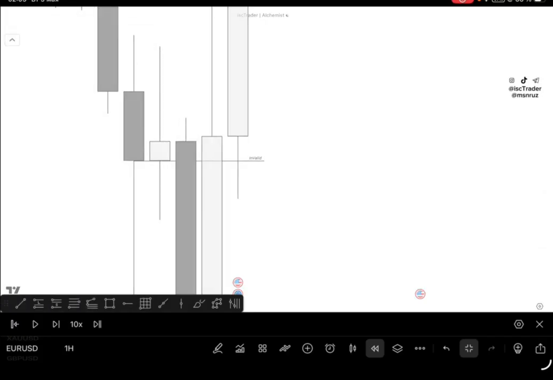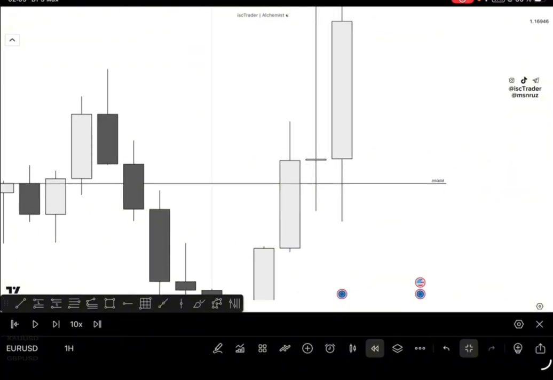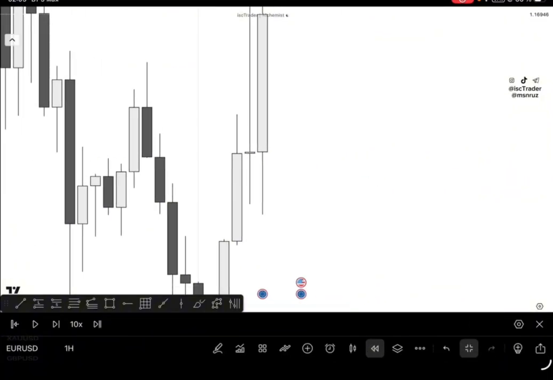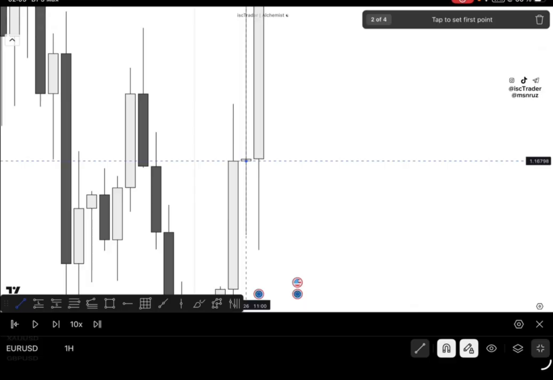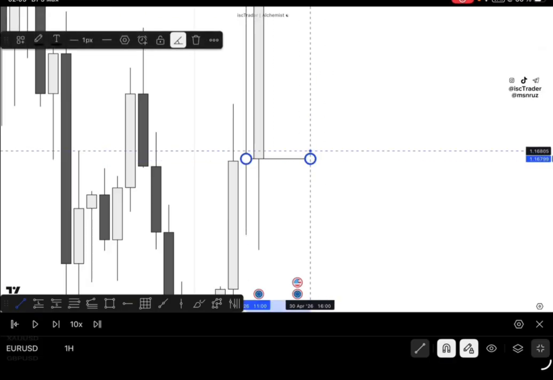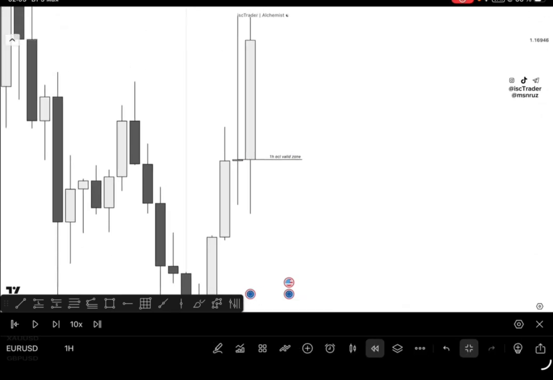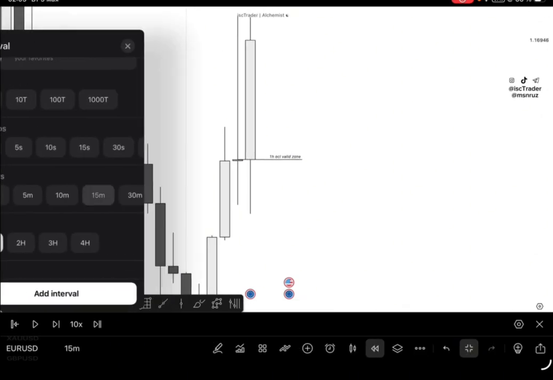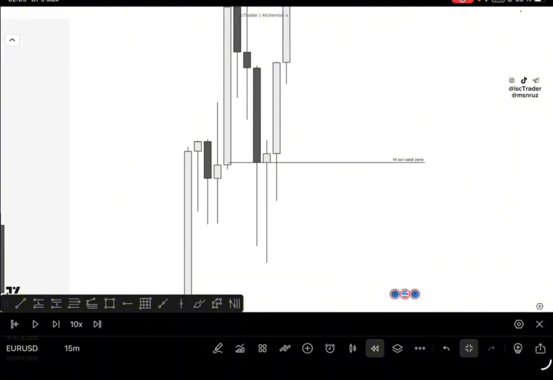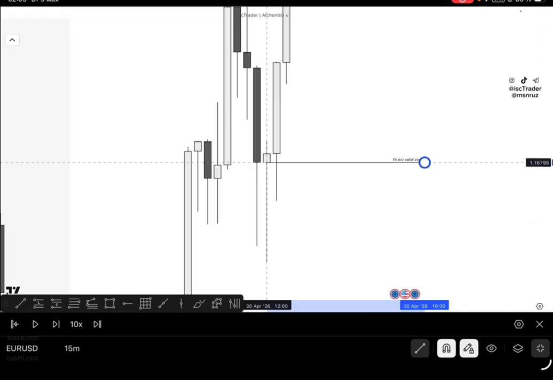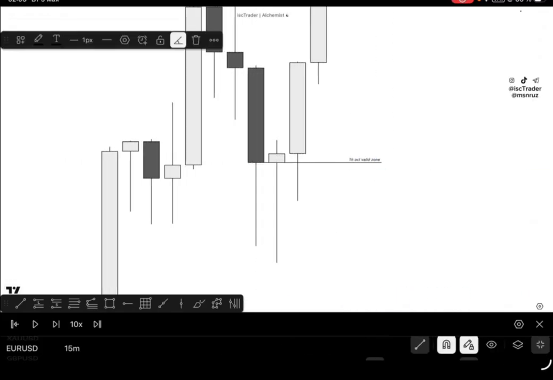We will move to the 1 hour. We erase this 1 hour zone, and we have an open candle level, a key level. The 1 hour OCL is a valid zone. Okay, now we move to the 15-minute. In the 15-minute time frame, this is an invalid zone. Invalid. Why is it invalid?